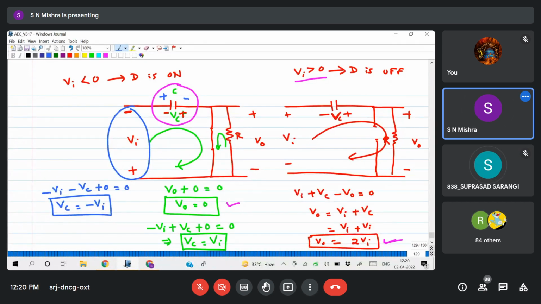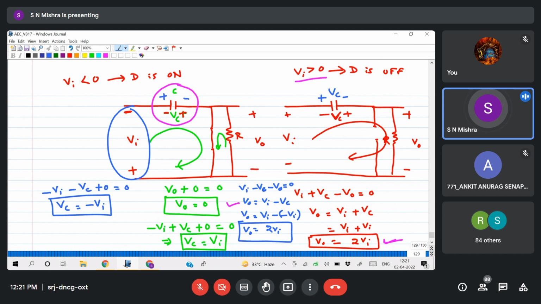Yes, sir. Now, when Vi is greater than 0, the same voltage will hold here. So I'll keep it as Vc plus minus. Then you apply KVL here. What I'll get? Minus to plus, plus Vi, plus to minus, minus Vc, minus V0 equals to 0. V naught equals to Vi minus Vc. So V naught equals to Vi, yes sir, means same. Vi minus, instead of Vc it will be minus Vi.